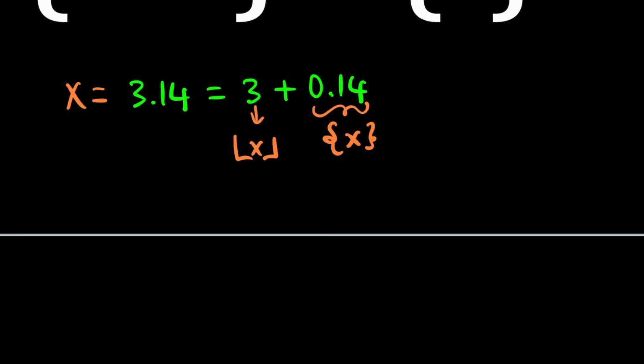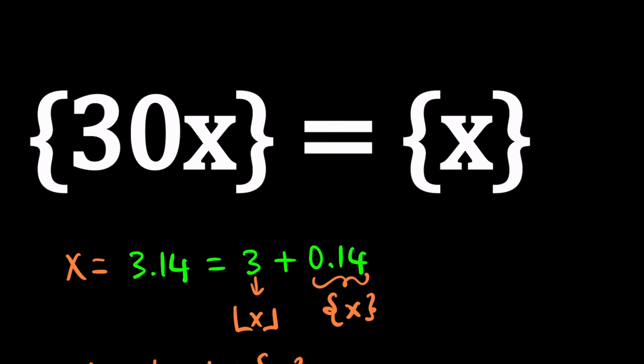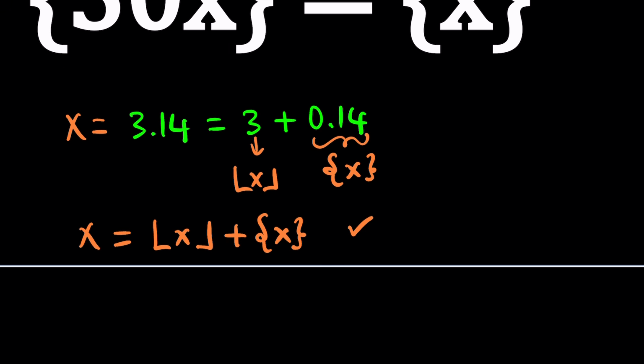Of course, this gives you an interesting identity. x is made up of its floor value plus the fractional part. Make sense? So this is going to help you solve many of these problems. Basically, we're looking for numbers so that when you multiply by 30, the fractional part does not change, which is something interesting, and we'll talk about that later. Now, let's see if we can use this identity to solve this problem.